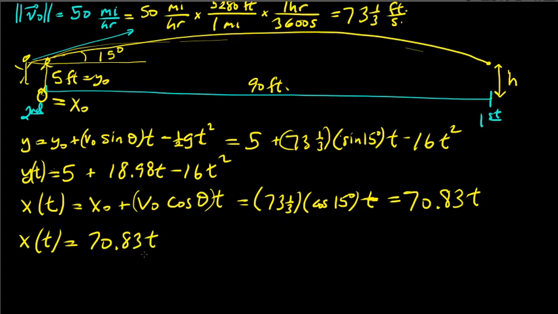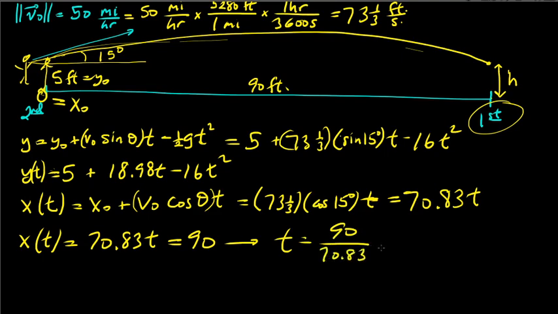Well, we want to know if the position is 90 feet, and that's at first base now, how long did it take to get there? So just divide by 70.83. So t is going to be approximately 90 divided by 70.83. So it's going to be a little more than 1 second. It's approximately 1.27 seconds, sticking with the 2 decimal places. So the nearest hundredth of a second, probably close enough, right?